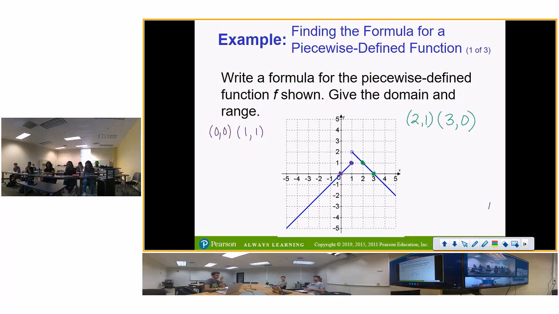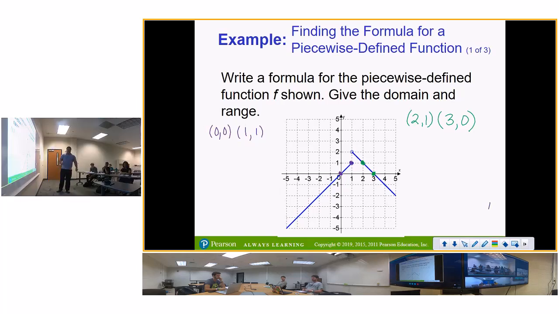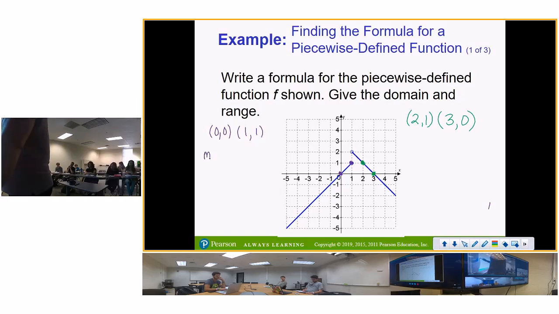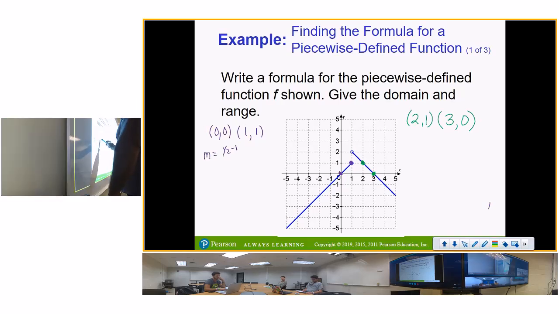All right, so there's our 2 points. Now, what's the first thing you do when you're trying to find the equation of a line? Starts with an S. You find the slope. So I'm going to take my handy dandy purple, and we're going to find our slope over here. M is equal to y sub 2 minus y sub 1 over x sub 2 minus x sub 1, which is equal to parentheses minus parentheses over parentheses minus parentheses.